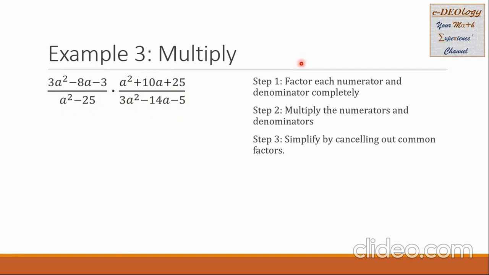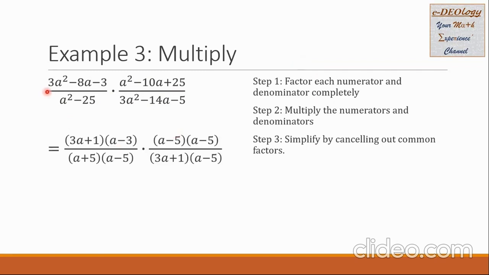factor each numerator and denominator completely. In the numerator, in our first rational expression, the 3a squared minus 8a minus 3, the factors are 3a plus 1 and the binomial a minus 3. If you are not familiar with the factors, you can review our video about factoring of trinomial of the form ax squared plus bx plus c.